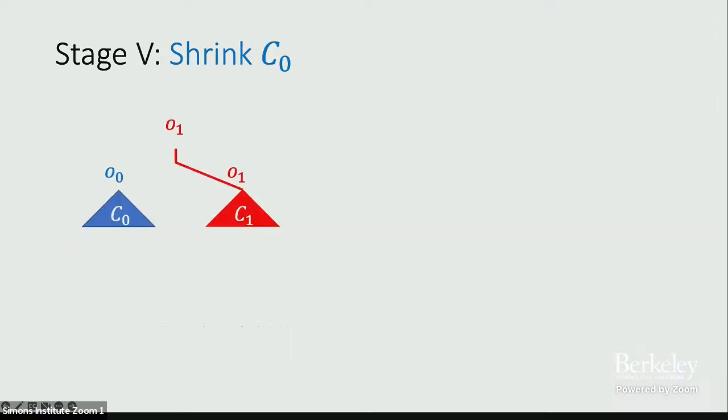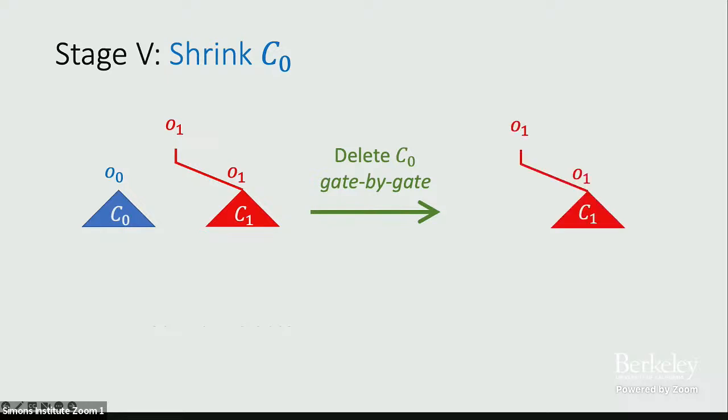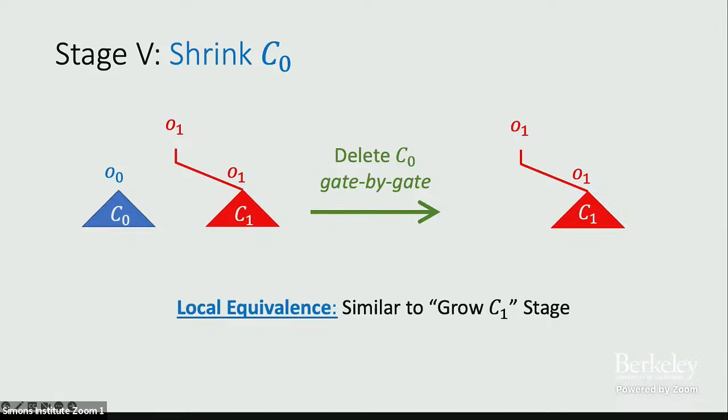Finally, the circuit looks like this. So we have both C0 and C1, and the output of the circuit is set to be O1. But at the beginning of this stage, the output of C0 is never used anywhere. So we can delete them in the reverse topological order. At the end of this stage, we arrive at this circuit C1. So now I've shown you how to translate from C0 to C1 using a series of local changes. And the functionality equivalence at this stage can also be argued in a similar way as before.